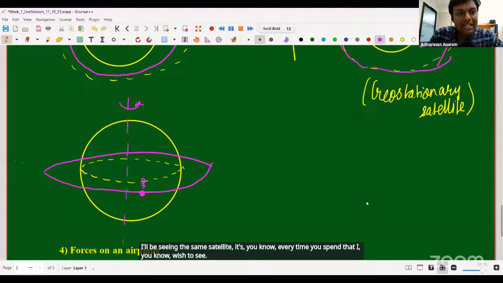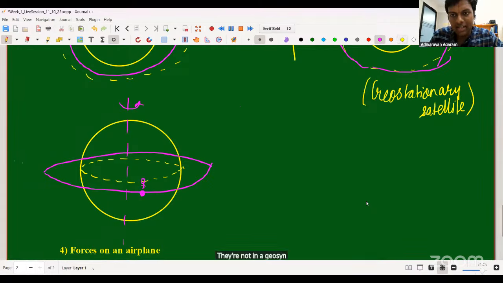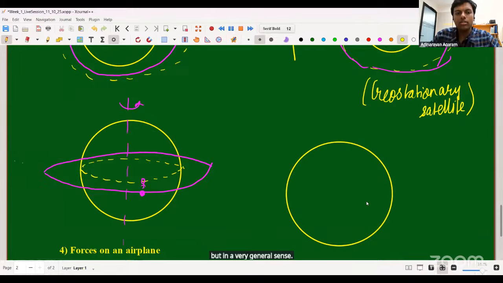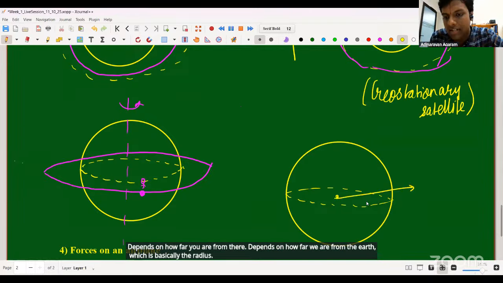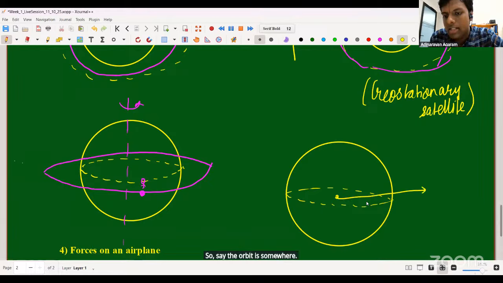Whereas a geosynchronous orbit, in a very general sense, is where you have the Earth here, and this is your equator here. The time period, that is the time taken by you to revolve around the Earth as part of the orbit, depends on how far you are from the Earth, which is basically the radius. So say the orbit is somewhere here. A geosynchronous orbit is basically at some radius, which is 36,000 kilometers.